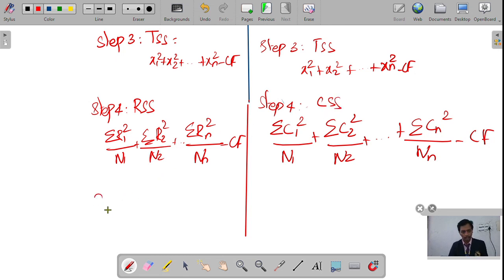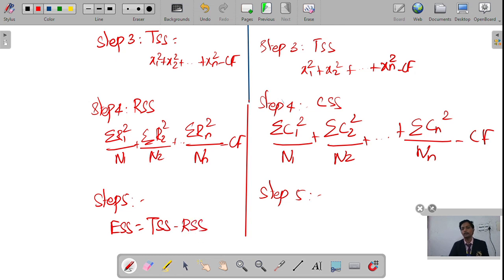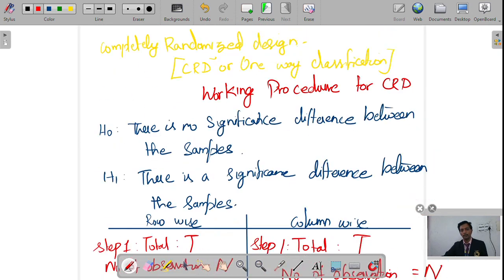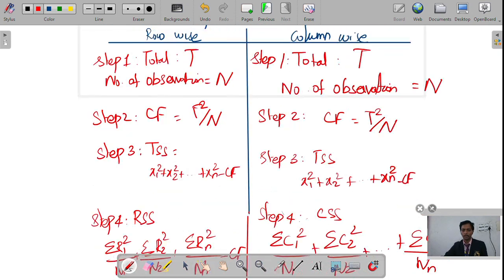Step 5, the same thing. ESS is calculated by TSS minus RSS. In the case of column wise, ESS is calculated by TSS minus CSS. So these are the basic things to calculate for any kind of problem, whether it is a row wise problem or a column wise problem.